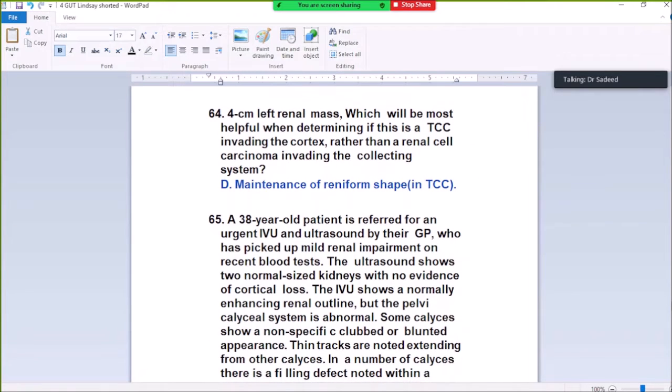Question 64. A 4 cm left renal mass. Which finding would be most helpful when determining if there is transitional cell carcinoma in the renal cortex rather than renal cell carcinoma? Maintenance of uniform renal shape. In transitional cell carcinoma, the renal shape is maintained, it is not distorted. So in renal cell carcinoma, there will be distortion of the renal shape.